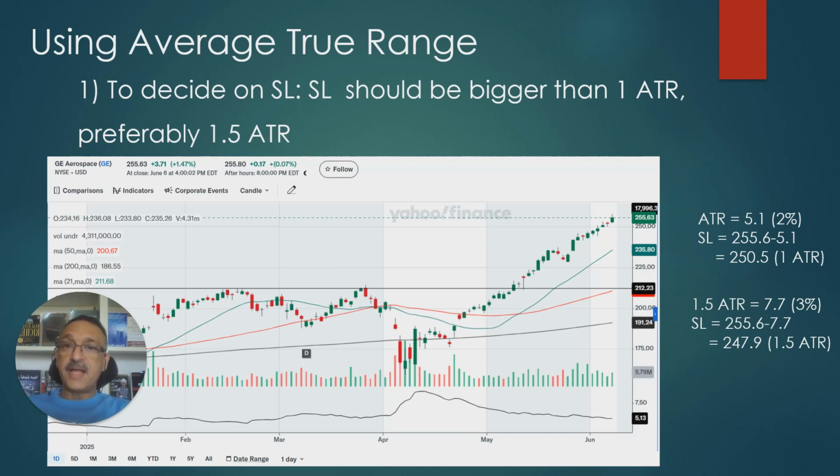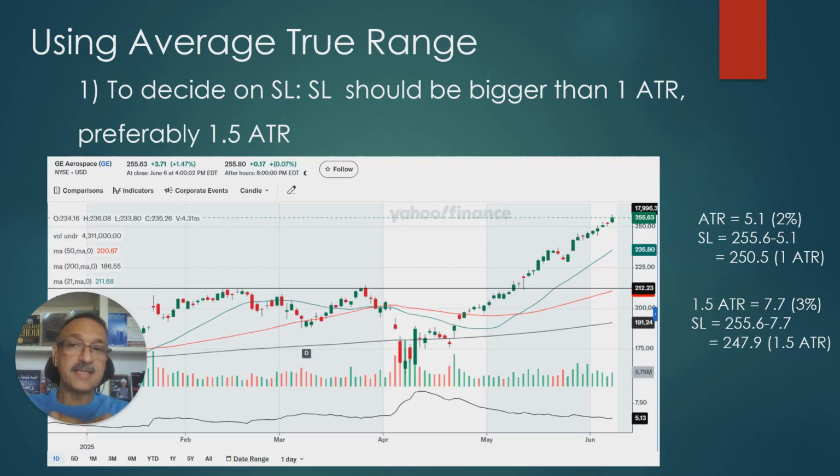We always say the stop loss should be bigger than 1 ATR, preferably 1.5 ATR. Why is that? Let's assume that you use a stop loss of less than 1 ATR. What will happen? The ATR is the variation of the stock during the last 14 days, so it is going to change by the ATR based on the last 14 days average. If you choose a stop loss below 1 ATR, you are going to go out in one day because your stop loss is very tight.